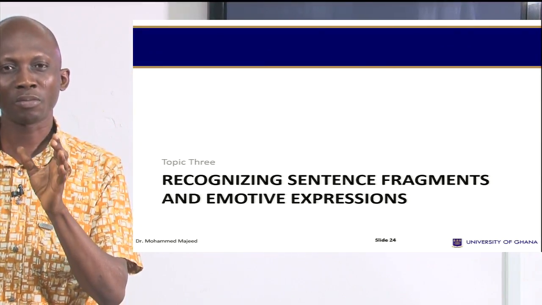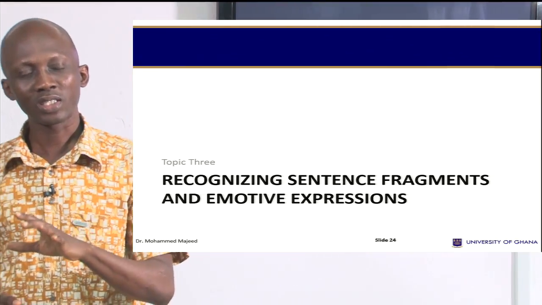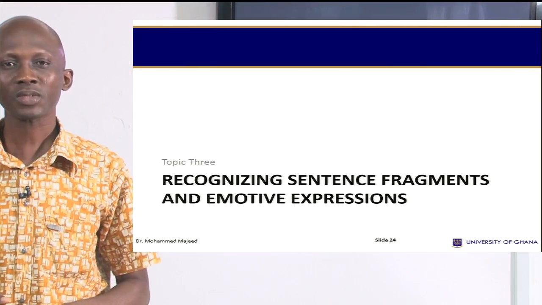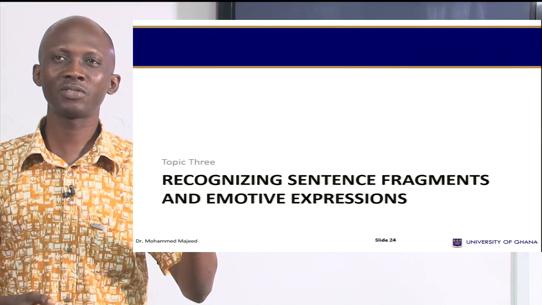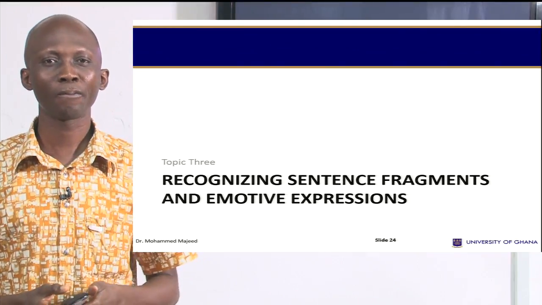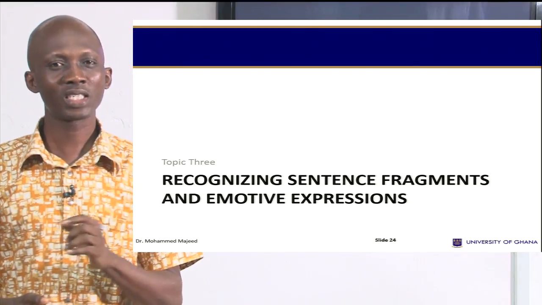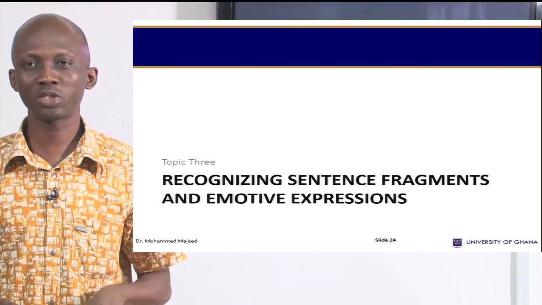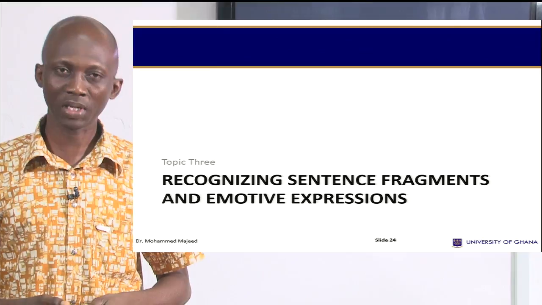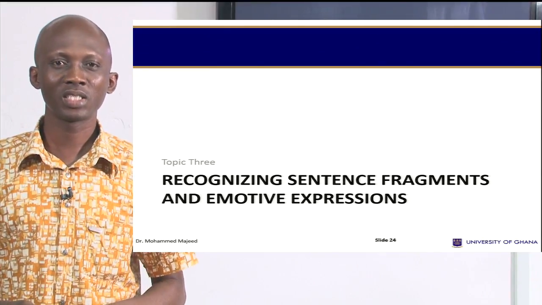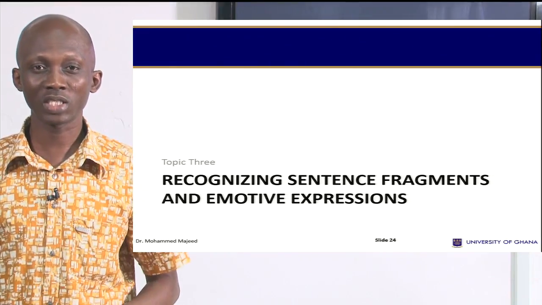And from here, we still have to tell the difference between two things that have something to do with the declarative sentences we have discussed above. I mean the types of declaratives we have discussed above. These are sentence fragments and emotive expressions. Very easy to understand. They can be understood in a very straightforward manner. A sentence fragment is an incomplete sentence. Very simple. Any sentence which is incomplete is a fragment.